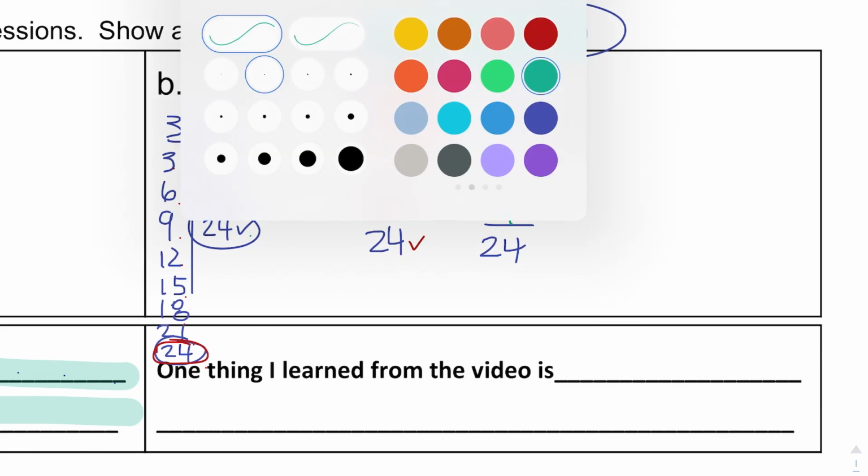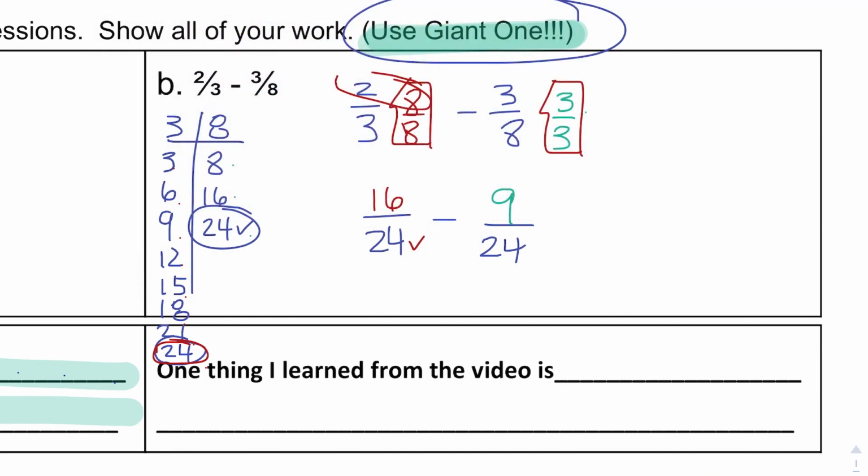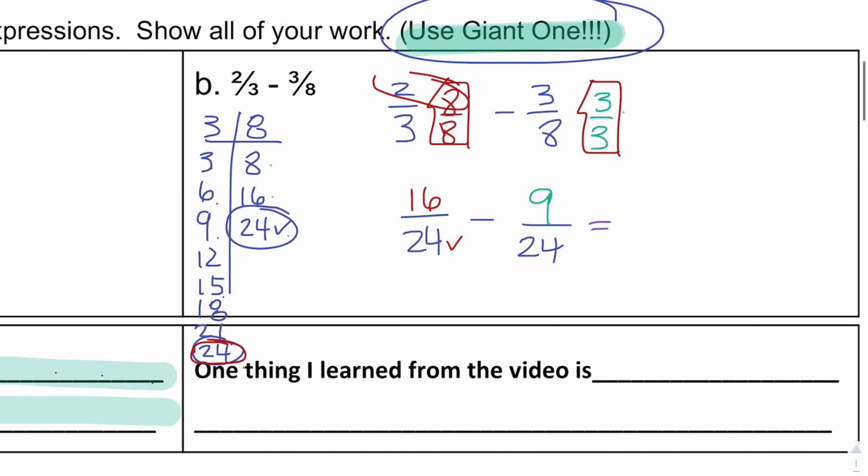Now I can subtract. Now, here was the mistake that many people made. They did this part fantastic. They got this, and they got this. And then they forgot they're supposed to be subtracting. They added instead. So please make sure that you look at the problem very closely so you don't miss anything like that. Denominator is going to stay as 24. Then we're going to subtract 16 minus 9.